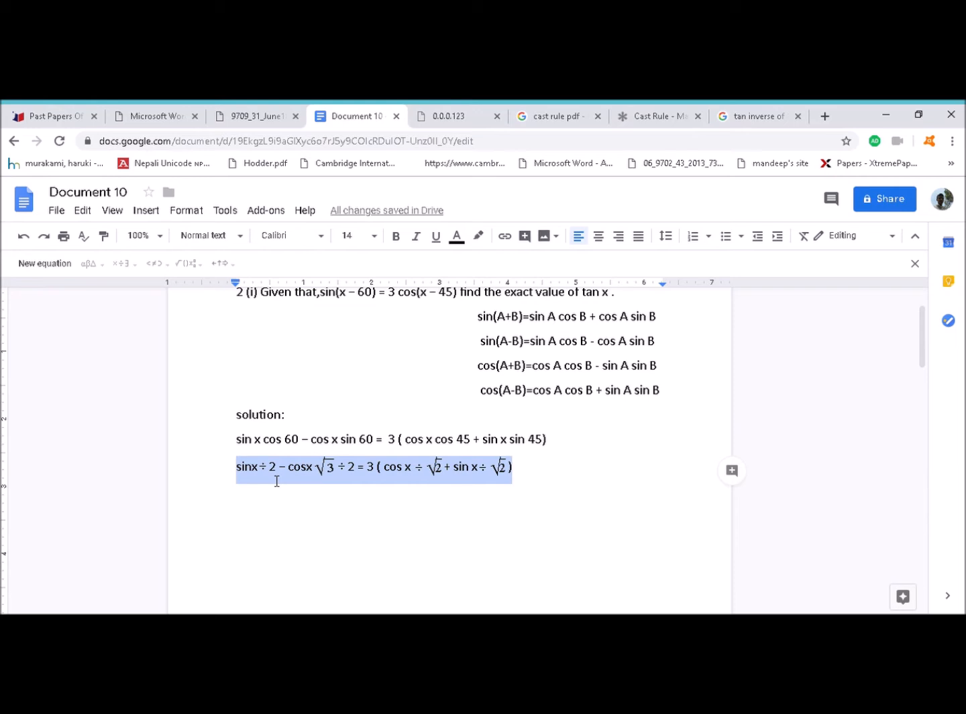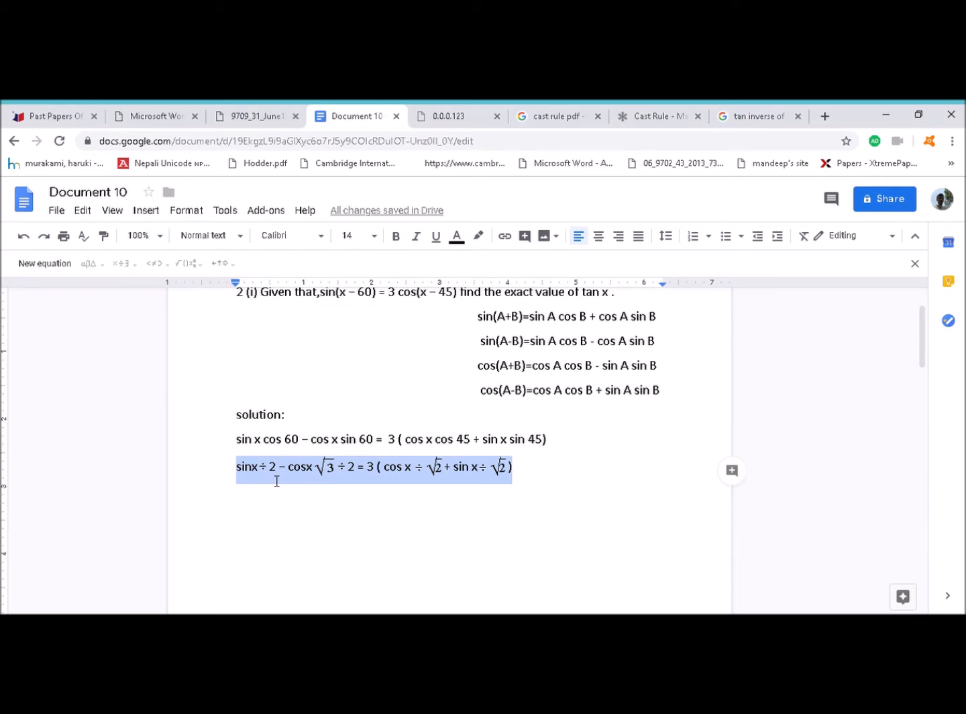So cos 60 here will be 1 over 2, so it will be sin x over 2, and sin 60 will be root 3 over 2, so it will be root 3 cos x divided by 2, which is equal to 3 times, cos 45 is 1 over root 2 and sin 45 is also 1 over root 2. It will be cos x times 1 over root 2 plus sin x times 1 over root 2.